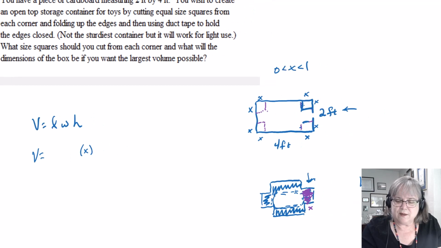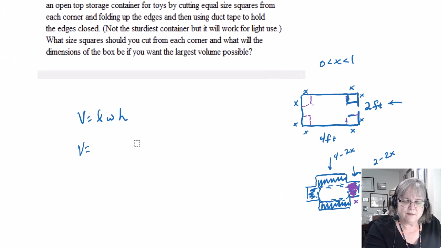So H is going to be x. Now, when you cut, you have 2 feet and you cut an x off each end, then this dimension right here is the 2 feet I started with minus the 2 x's that I cut off, right? And this dimension right here is the 4 feet that I started with minus the 2 x's that I cut off. Does that make sense? So it'd be (4 minus 2x) times (2 minus 2x) times x.